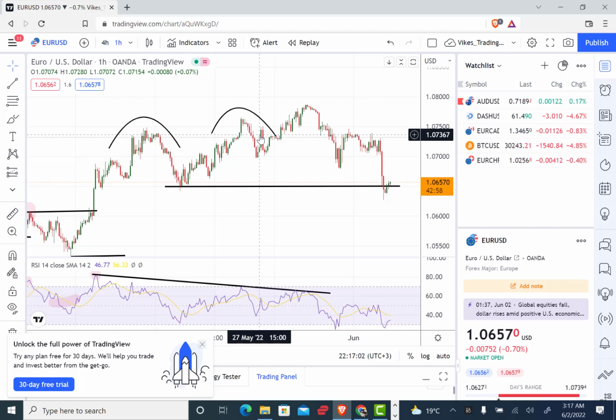In that topic, we'll obviously talk about calculating your lot size according to the stop loss that you're using, how much money you should risk per trade according to your balance. Those are the major things.